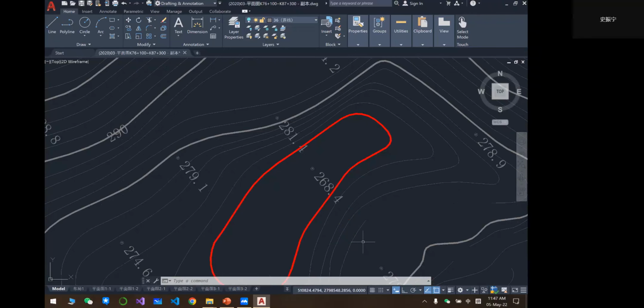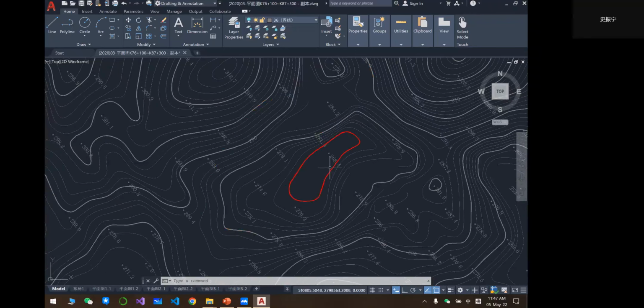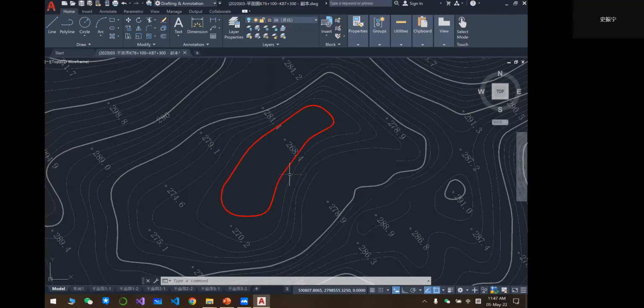So for this one, I label it as a red line. So can you tell me what's this? It's a top, it's a valley, and it's a ridge, or any other kind of shape. Valley. What? It's a valley? No, it's not a valley. I think it's not a valley.